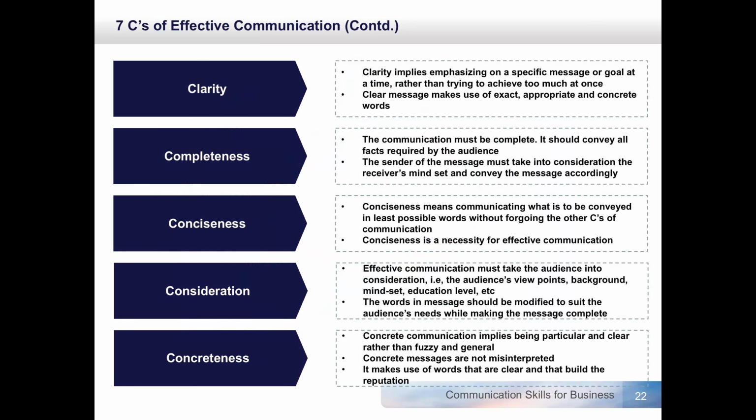So clarity in terms of message. That means you're trying to be very specific. Complete is you're trying to communicate the message in completeness. That means I'm not going to say things to you which can be interpreted in a way wherein there are fill in the blanks. You look at conciseness, you look at consideration.